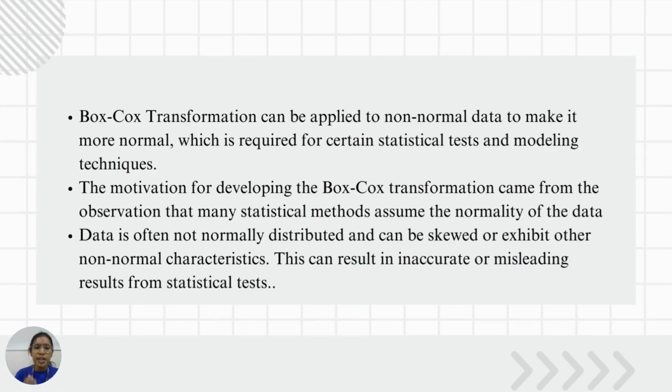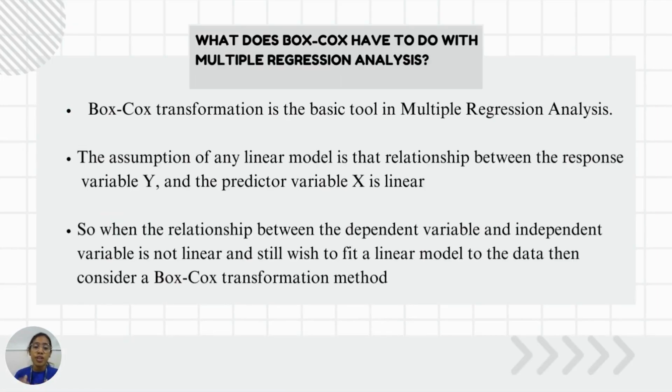Now, many statistical methods assume the normality of data, but data is often not normally distributed. It can be skewed or exhibit other non-normal characteristics. This is where we use Box-Cox transformation.